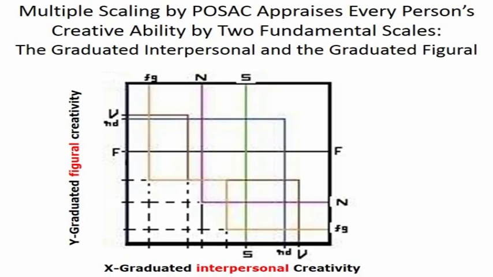This is the multiple scaling by POSAC, which appraises every person's creative ability by 2 fundamental scales: the graduated interpersonal and the graduated figural scale.